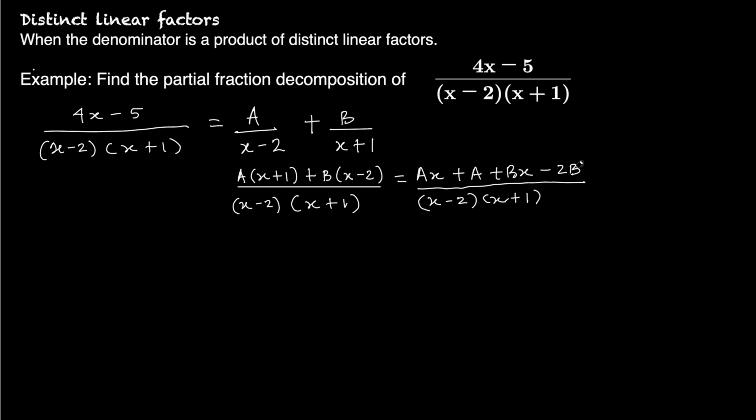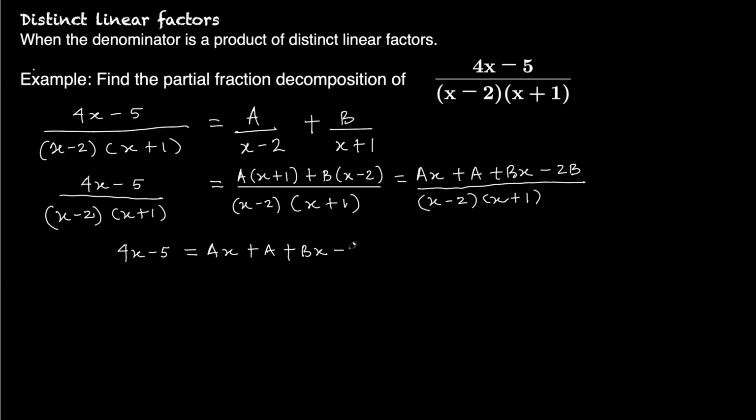Don't forget that what we have here should be equal to 4x minus 5 divided by (x minus 2)(x plus 1). Which means we can say essentially that 4x minus 5 here is equivalent to Ax plus A plus Bx minus 2B. So I can write this as 4x minus 5 equals Ax plus A plus Bx minus 2B.